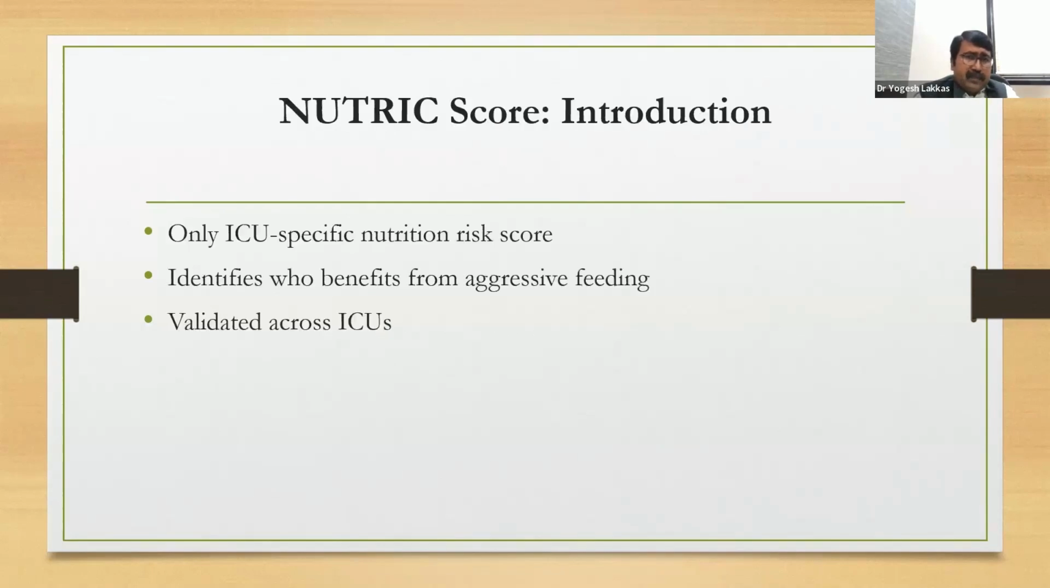Most commonly, the Nutric score is used in the various ICUs to have the same validity in all the ICUs. It is the only ICU specific nutrition score, and it identifies who benefits from aggressive feeding. It is validated across the ICUs. That's why it is most commonly used in all the ICUs across the world, and we can validate it.